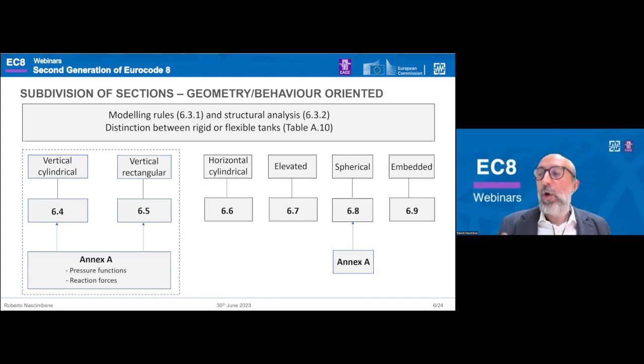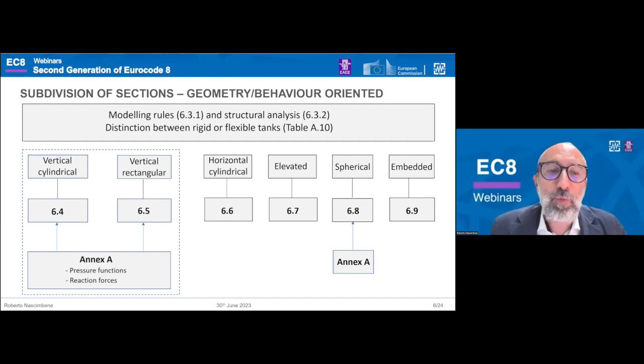Then just a global overview of chapter 6 that refers to the classification that I did in the first slide. First, vertical cylindrical and vertical rectangular. Remember that these two sections are subdivided into anchored and unanchored, vertical cylindrical, anchored and unanchored, vertical rectangular. Then we have horizontal, elevated, spherical, and embedded tank.